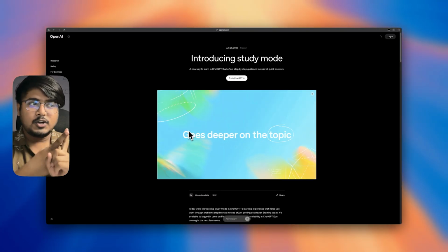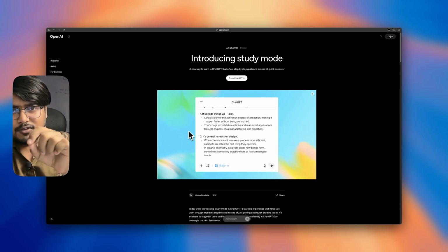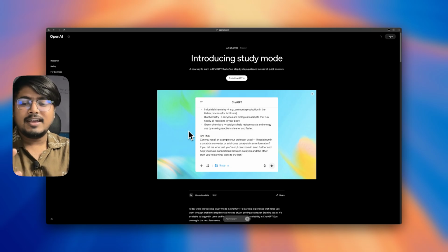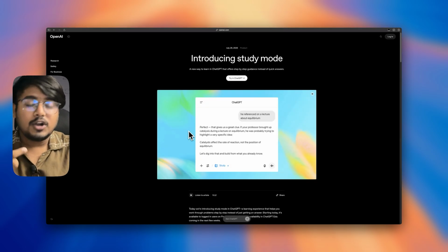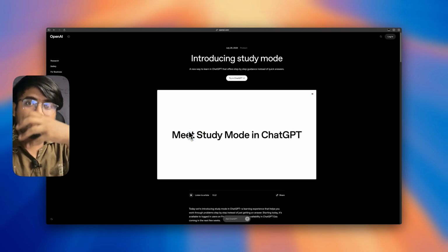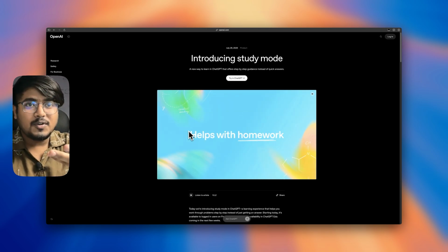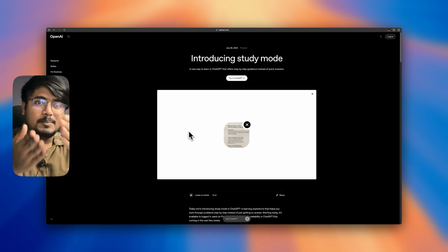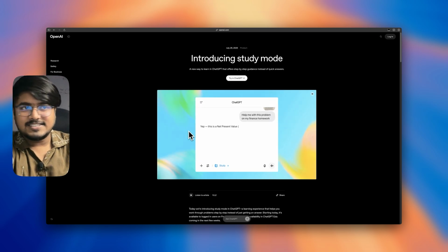Now let's understand how it works. First, it doesn't just give you the straight answer. If you ask any question, it won't give you the straight answer. It first clarifies a few points, like which grade you are in, or what knowledge you have, whether you know about that concept or not. If you know that concept, then it will ask you a few questions, you have to give the answers, then it will move forward, and slowly you will build the concept around that topic instead of just getting the straight answers.